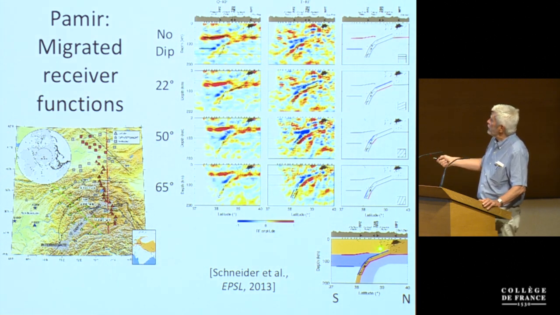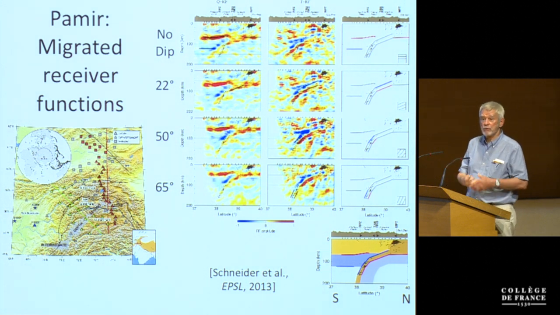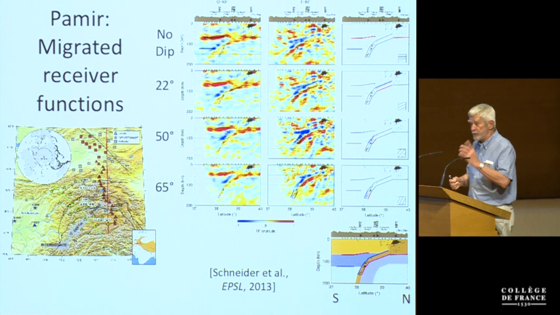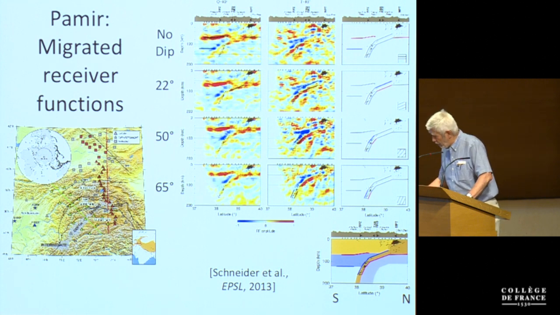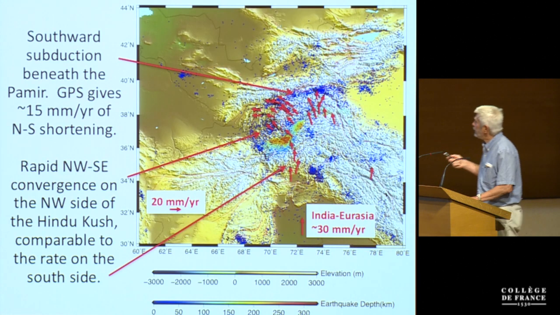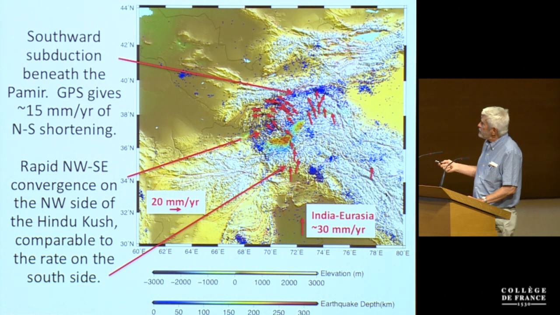All of this together is arguing for underthrust crust beneath the Pamir. This would be subduction as we know it. This is not what's going under the Hindu Kush, however, I don't think. So go back to this map. The Pamir is up here. The profile I was just showing you is through the Pamir in this area.